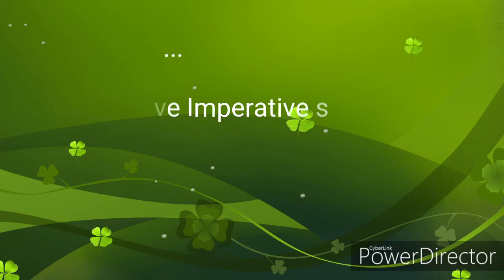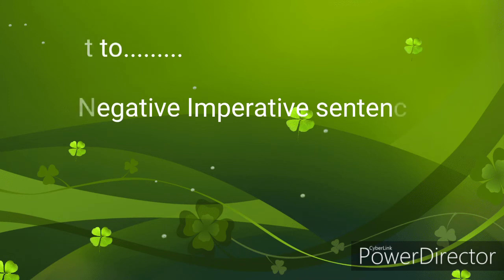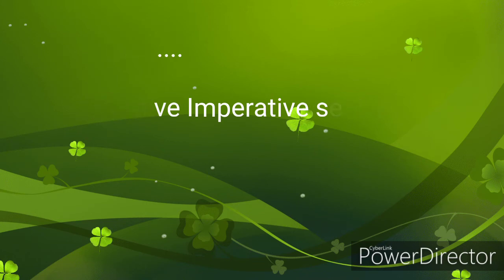Next one, not to. Though this is included in to connector, but here I have differentiated it on the basis of structure of the sentence. So if there is negative imperative sentence in reported clause, we use not to. Negative imperative means the sentence which starts with don't.